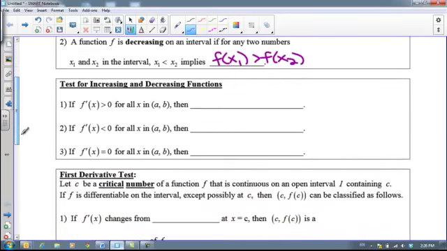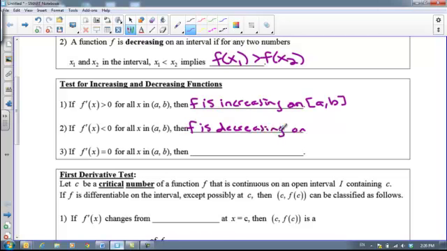Now our test for this: if your derivative is positive for all x in an open interval from a to b, then we're going to say that f is increasing on the closed interval a to b. And then if f prime is negative for all x in the open interval a to b, we're going to say that f is decreasing on the closed interval because it begins decreasing at a and stops decreasing at b.